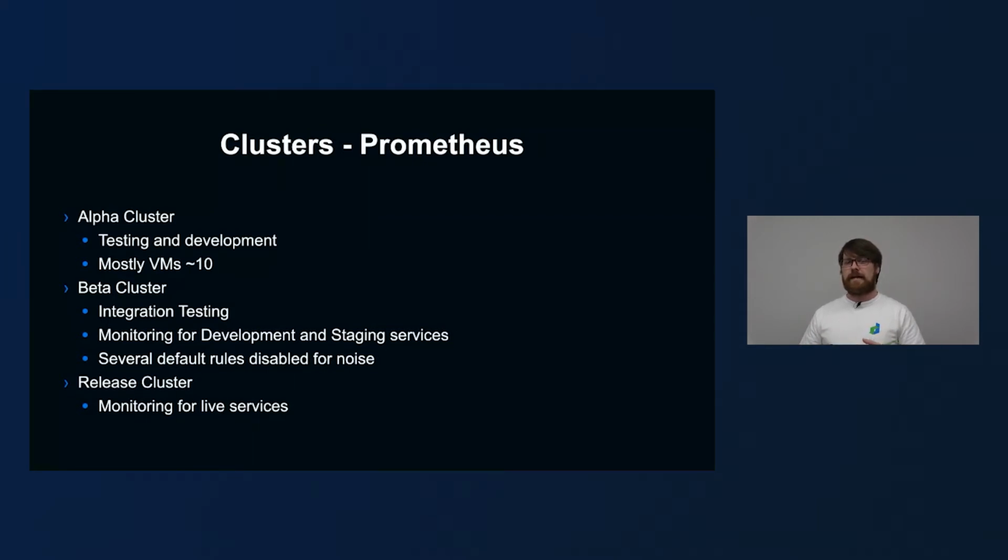The next step up from that is our beta cluster. This is where we do more serious integration tests, but also some load testing. This is also where our developers, when they're building their service, their development and staging versions, can register their development versions to monitor. However, since this is a testing environment in many ways, we typically turn off many of our default rules, like our exporter up metrics and a few others, because in a development environment a lot of our services go up and down very frequently, so we want to avoid that noise.